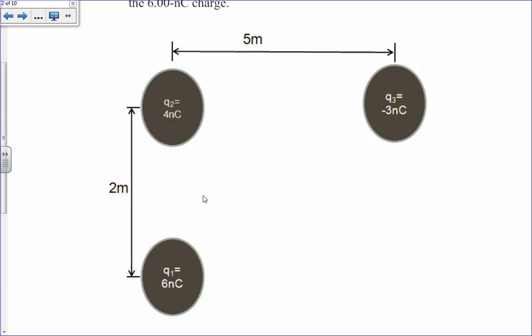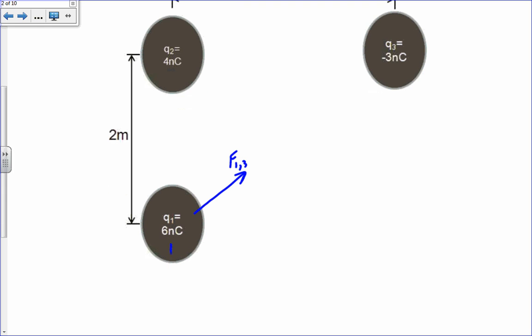The force on Q1 due to Q3: we have a positive for Q1 and a negative for Q3, so opposite charges attract. So the force on particle 1 due to particle 3, I'll call that F13, is in that direction. And then the force on particle 1 due to particle 2 is in this direction. I'll call that F12, the force on particle 1 due to particle 2.